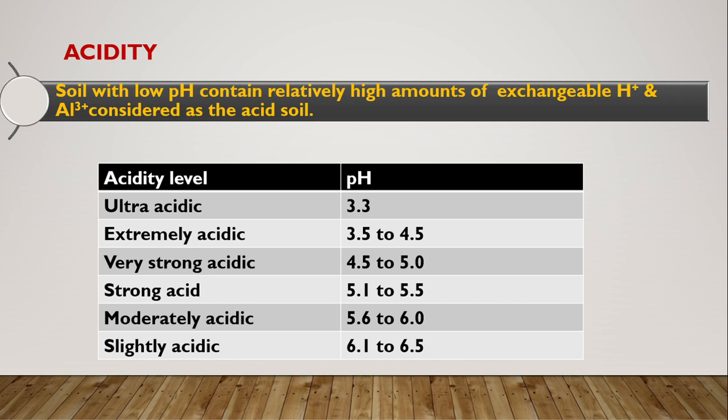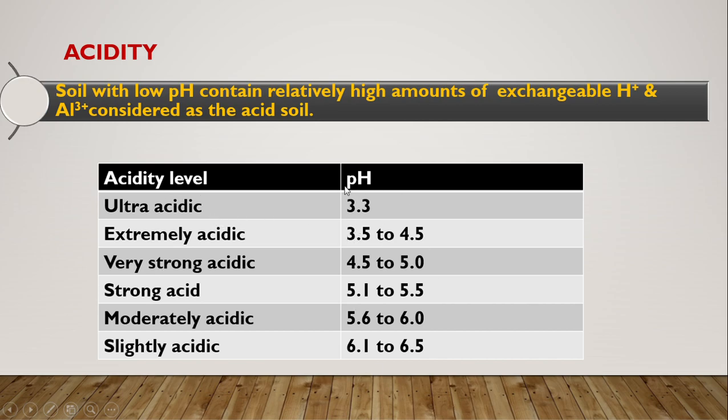Now we'll move on to acidity. It is not given in your lecture anyway, but we have to see the acidic soil also. Acidity is actually the amount of H+ ions present in the soil. It is the exchangeable H+ or Al3+ ions present in the soil. It is represented by the pH of the soil, and according to the pH, there are different acidity levels.